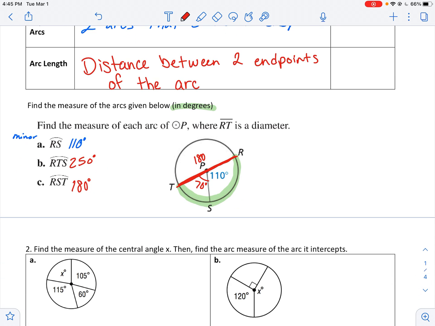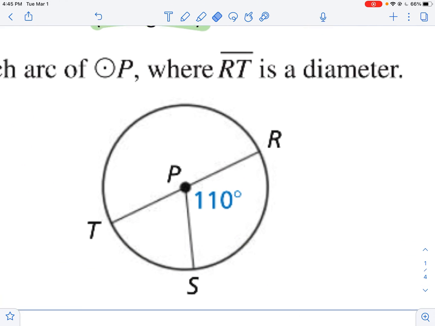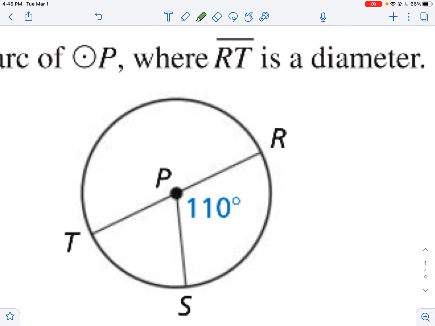I've got here a circle. I know the whole circle is 360 degrees. I know this part is 110. And here I have a diameter RT. That cuts the circle into two halves. And this straight line measure is 180 degrees, which means that this must be 70.